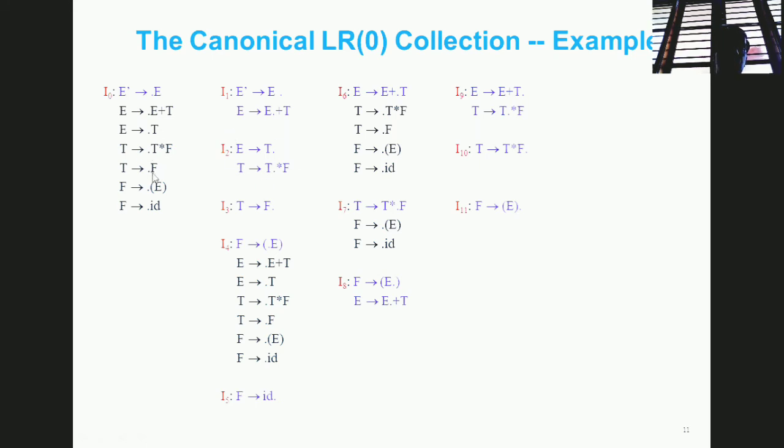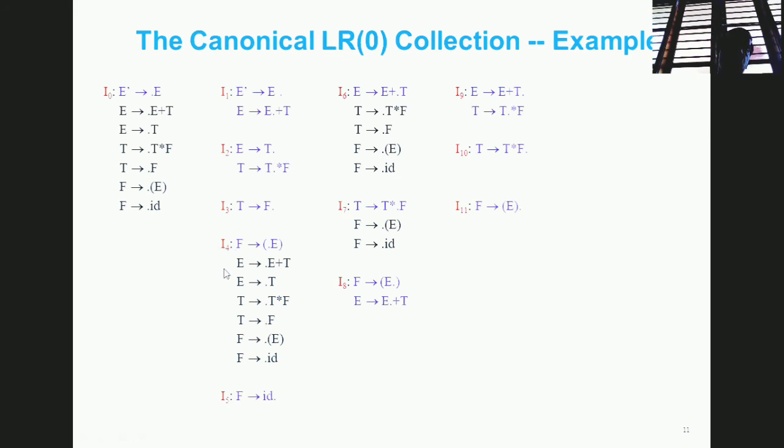Similarly, go-to of I naught on F will take you to T tends to F dot, and go-to of I naught on open parenthesis will take you to F tends to open parenthesis dot E close parenthesis. Since E is a non-terminal symbol, we have added all the productions of E. Once again, we have added all the productions of T, and we have added all the productions of F. This is nothing but the closure.